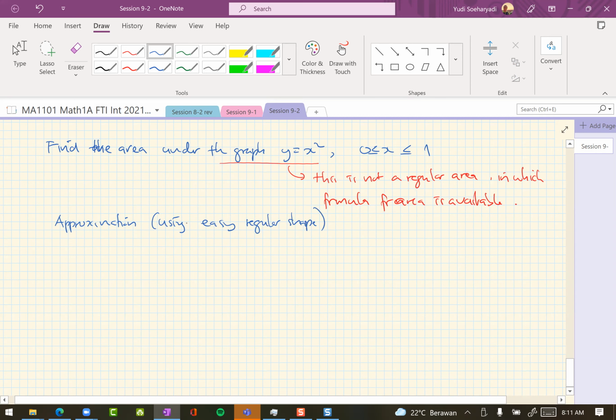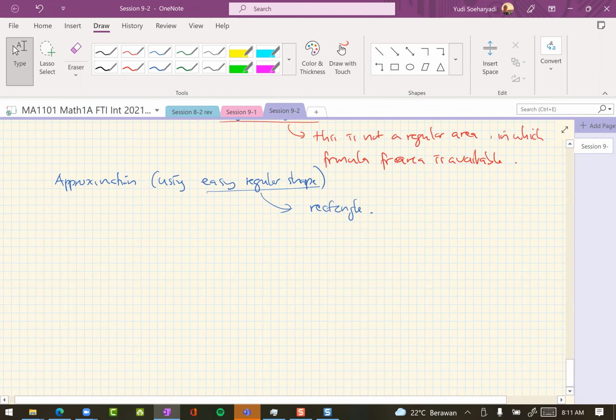Okay, so what is an easy regular shape? The easiest one would be a rectangle, because the formula is just base times height. All right, so this is the approximations. That's one. Let's go.